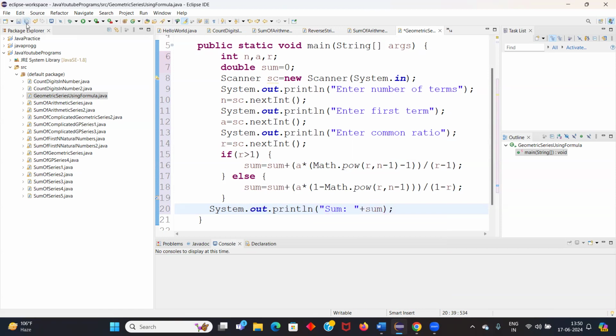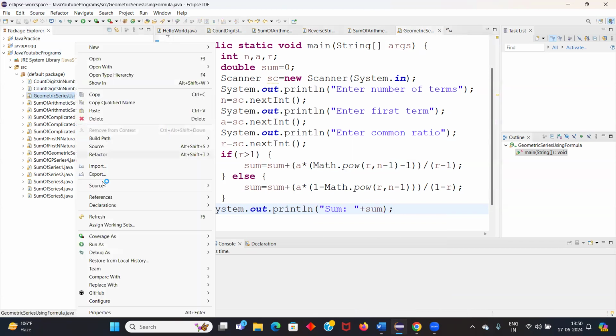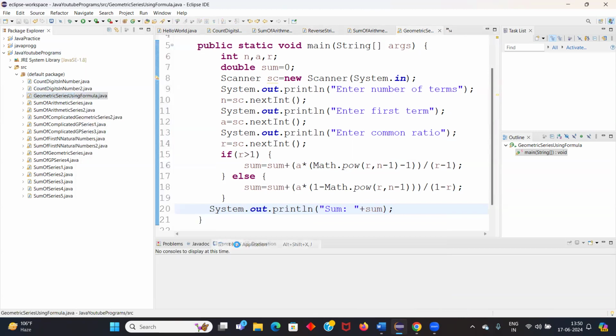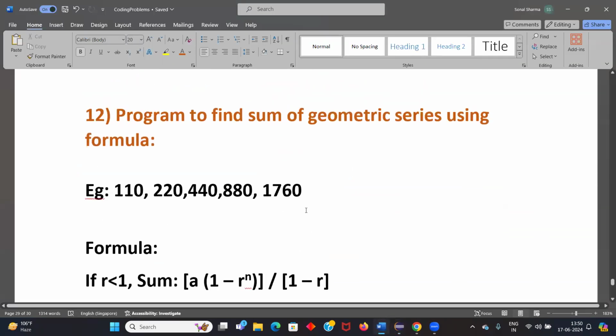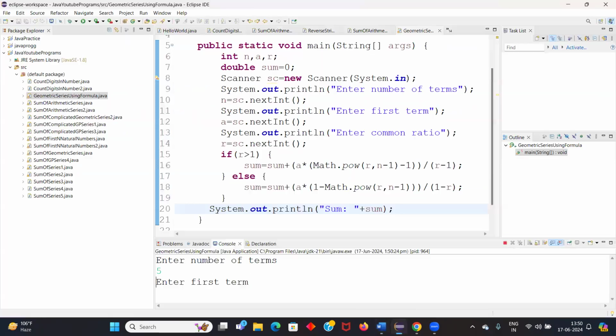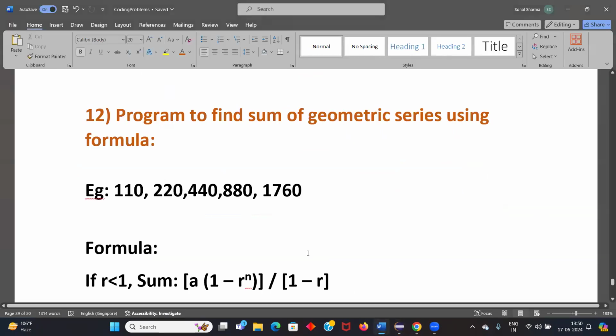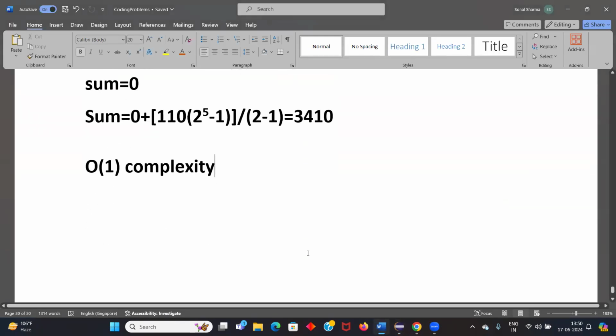Let's save the program and let's run it now. So number of terms I will enter as 5. First term, my first term was 110 and my common ratio was 2. So I got my answer 1650. That is not the expected answer.